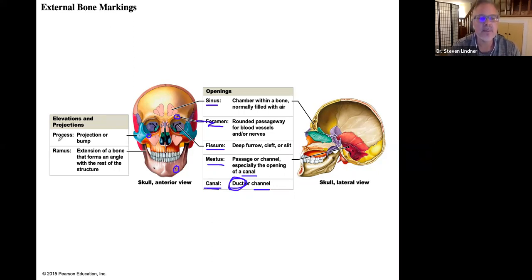and we'll differentiate them as I point them out on the skull. There's lots of processes that we're going to get familiar with. The process is a projection off a bone, which looks like a bump. And then a ramus is an extension of the bone that forms an angle. So we have that associated with the mandible. Okay, we'll see that in the lower jaw.